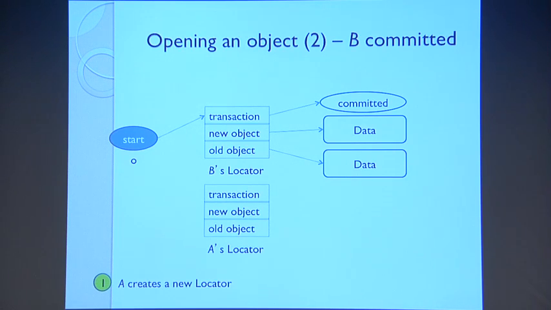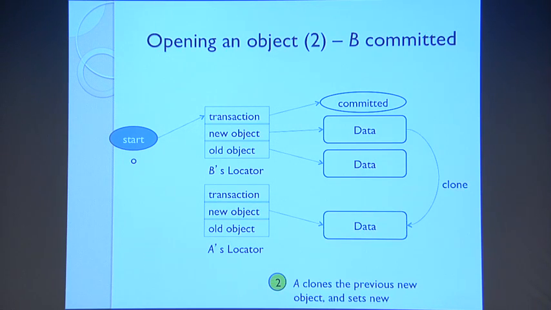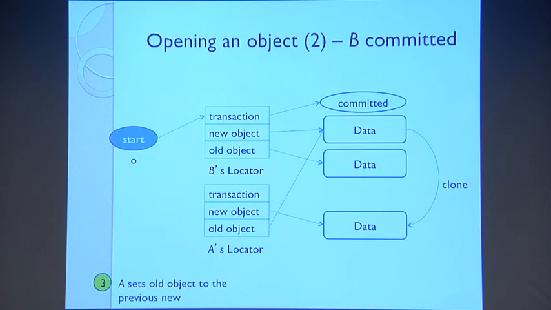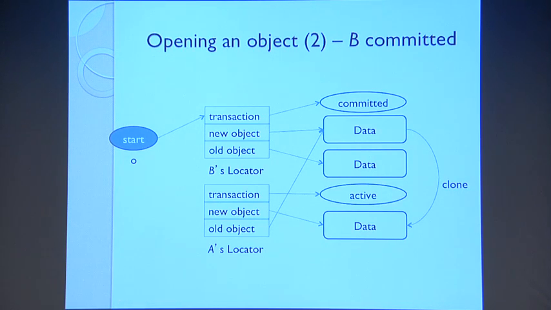Whenever A opens this object O in write mode, it first creates a new locator and then sets these pointers. The new object will point to some data that is cloned from the previous new object of B. The old object will point to the new object of B. And the transaction will point to A's transaction, whose status is active.